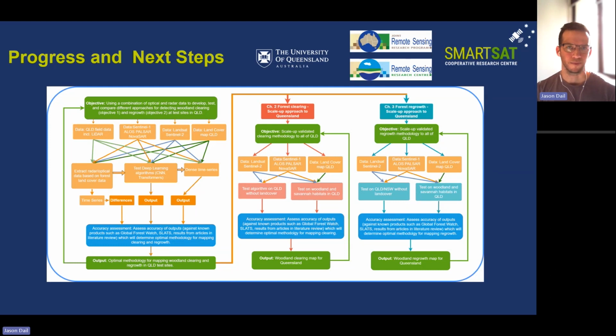The original aim was to scale up my approach to all of Queensland, but this has been scaled back a bit because it's quite a big undertaking. So depending on how I go with the deep learning, I would still like to explore these steps 2 and 3.